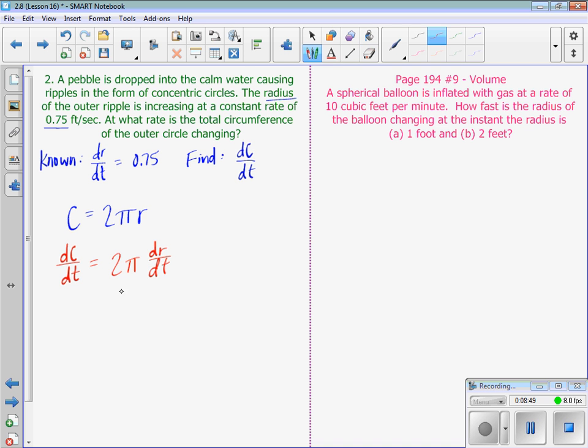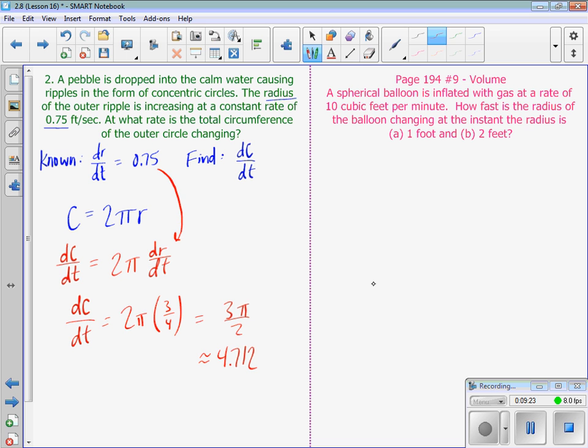And then what do I need to do at this point? Plug in. I know that my dr dt is 0.75, so I have my dc dt is 2 times pi times, I'm going to write that as 3/4 so I can use my mental math here. So I end up with 1.5 pi. Does that seem right? So what does it come to as a decimal? Sure, 3 pi over 2 would be fine. Or if you do it as a decimal, it's like about 4.712. Does that look right?